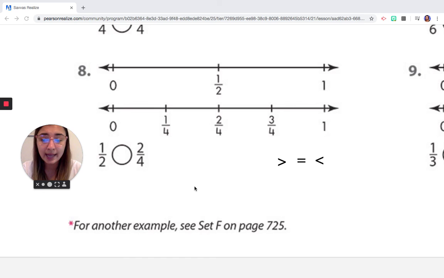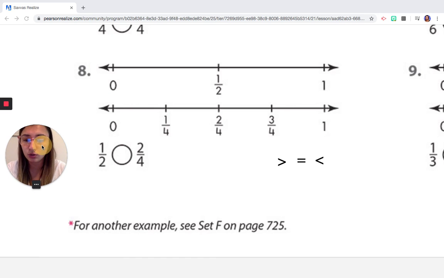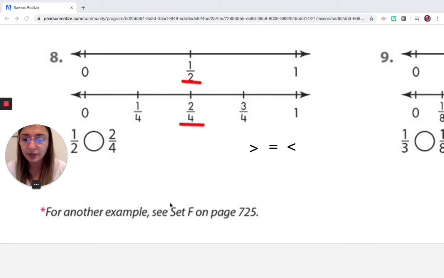All right, so we are looking at example number 8. First thing I'm going to do, just like the other ones, first we need to look that we have two different denominators, so we have two different number lines, and I'm going to first underline 1/2 here, so that I know where it is. A little over it, but that's all right. And then I'm going to underline 2/4. All right, so I'm looking at the denominators, and I have located them on the different number lines, and now I'm going to look at their placement.